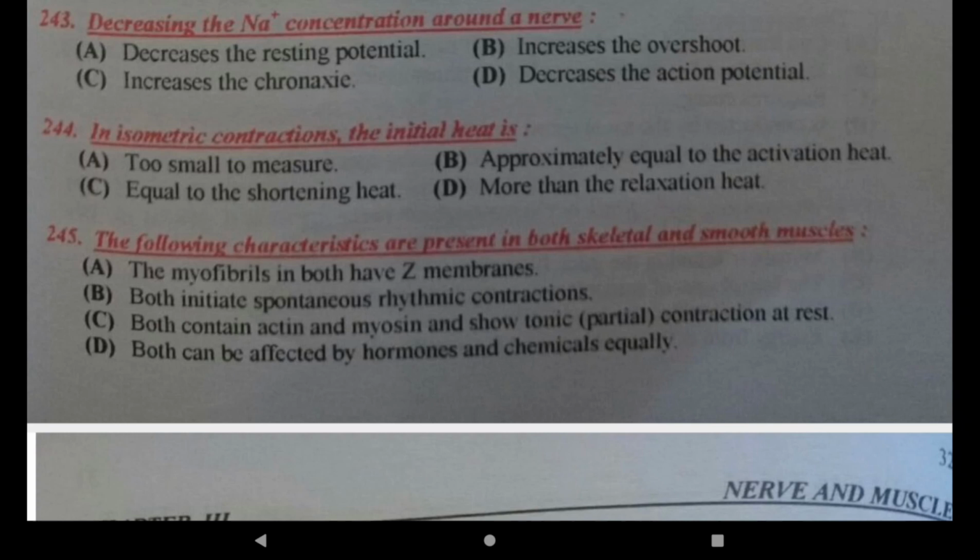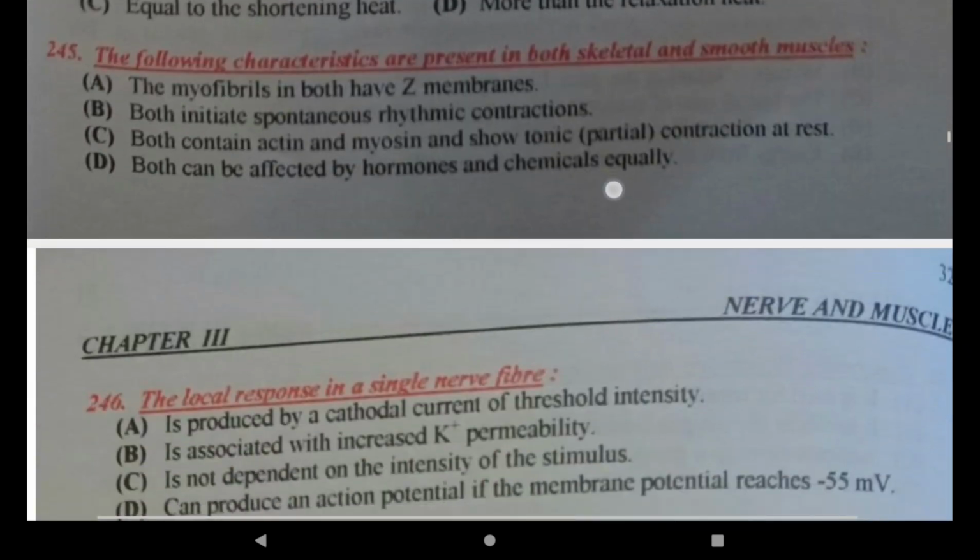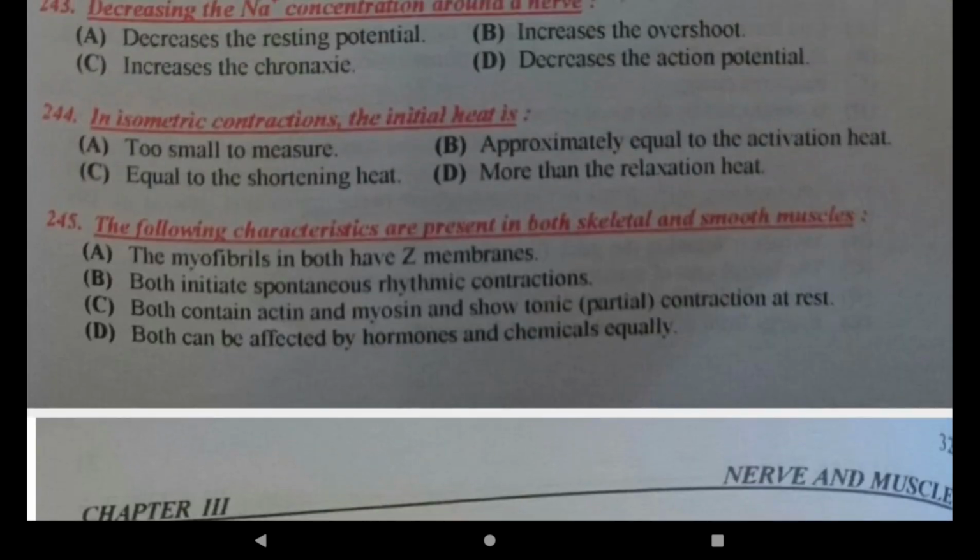Both contain actin and myosin and show tone or partial contractions at rest. That is correct, and it is the one that is responsible for the resting heat we had talked about earlier. It is not true that smooth muscles do not contain Z membranes, and it is not true that skeletal muscles show spontaneous rhythmicity. That one is restricted to smooth muscles and cardiac muscles. It is not true that they can be affected by hormones and chemicals equally. Smooth muscles are more affected by hormones and chemicals. They are more sensitive to them than the skeletal muscles. So, the most correct answer for 245 is C.